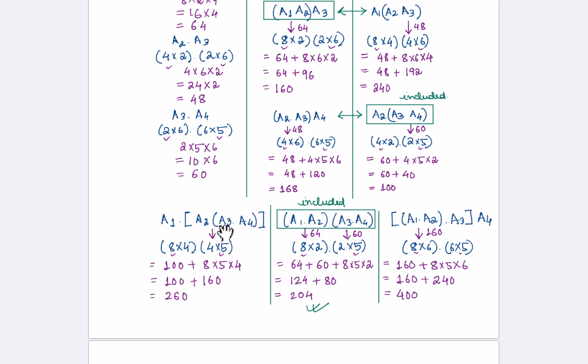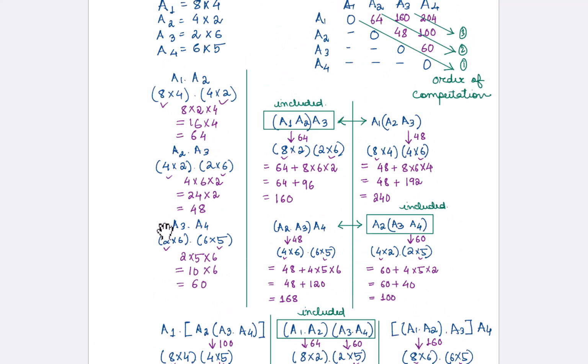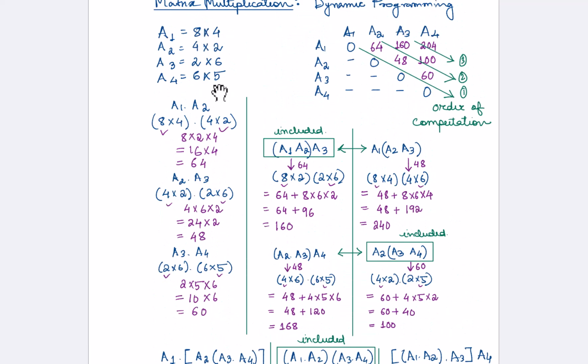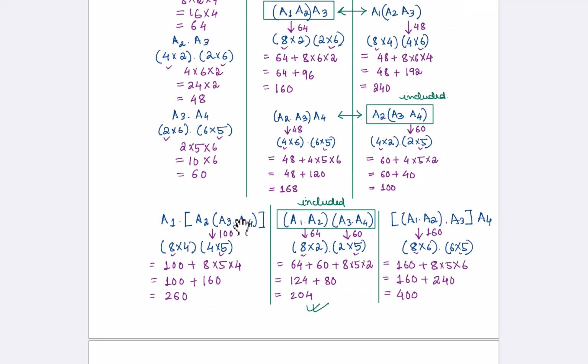Now A2 into A3 into A4, for this particular part, we have already found the result. So you can see, you can take these values from here. We required 100. So we already have 100 here. So 100 is taken. And then the two new matrices, A1 we already know is 8 into 4. So that is there. And for this calculation, we can find the values from here.